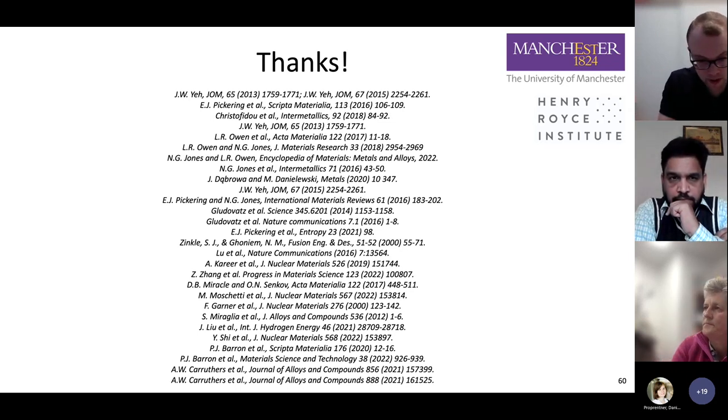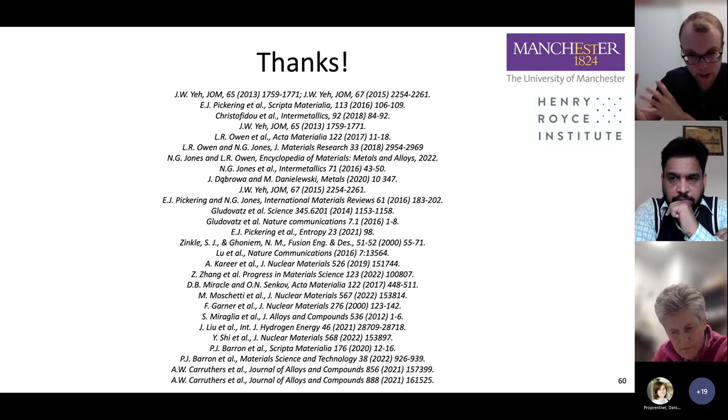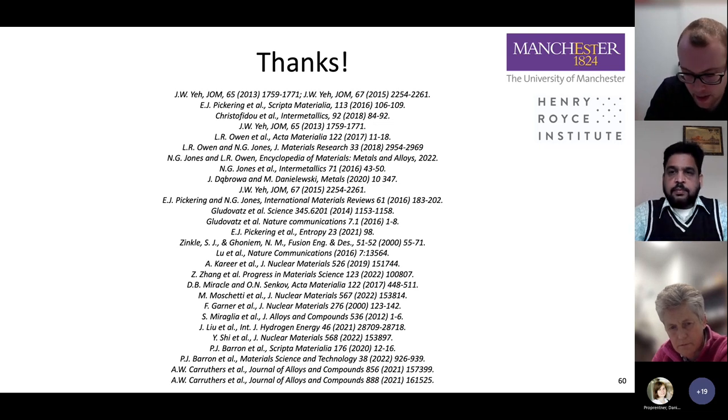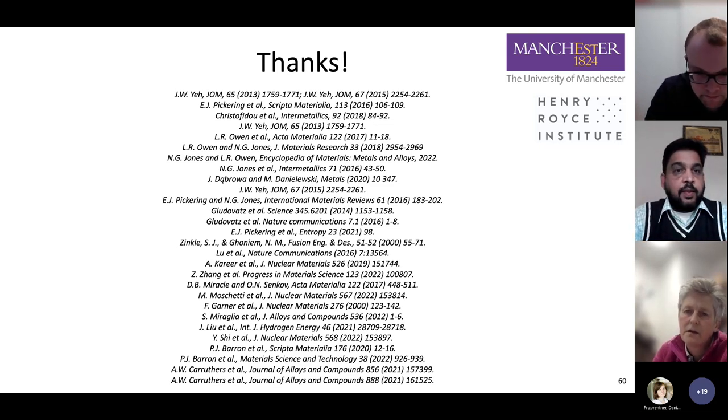There are some alloys that don't seem to mind so much, but when it comes to other alloys, it's a real problem.